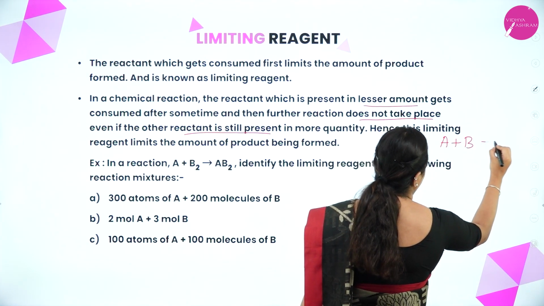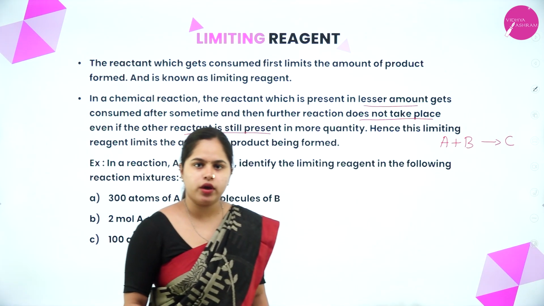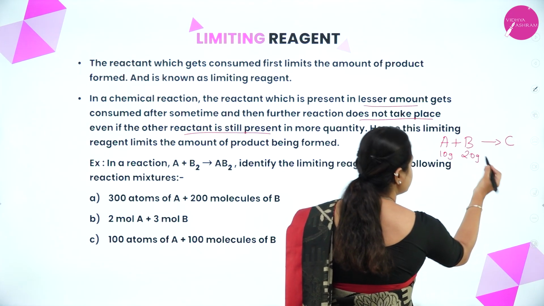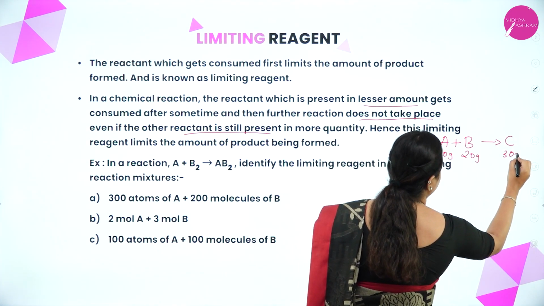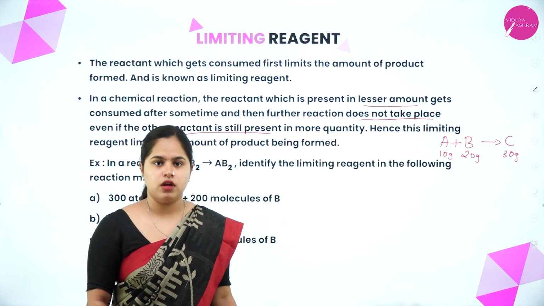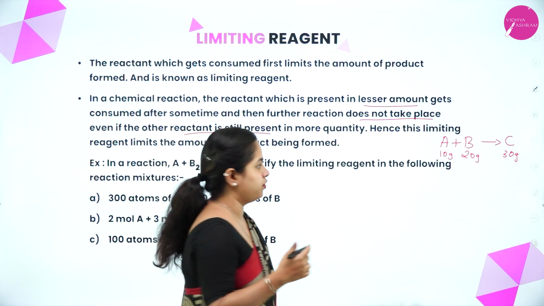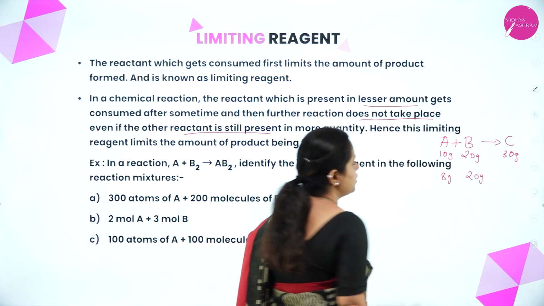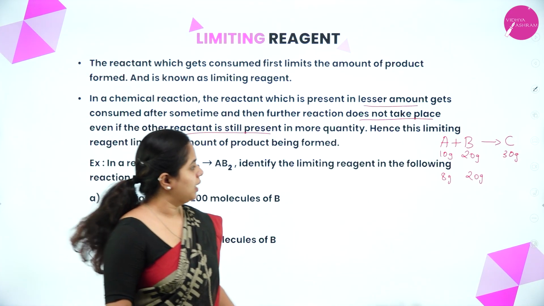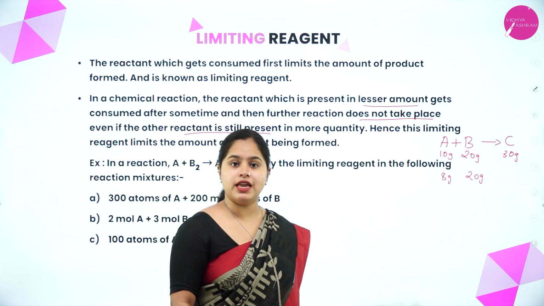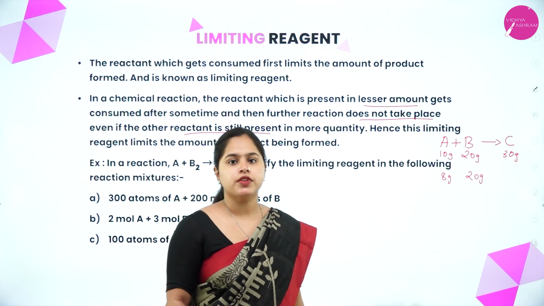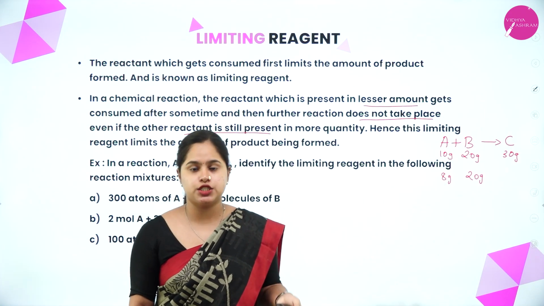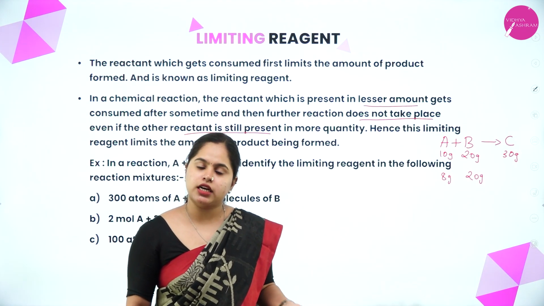These are my reactants, A and B, and it gives a product C. I am supposed to have 10 grams of A and 20 grams of B so that I get 30 grams of C. But the chemicals that I have now with me are just 8 grams of A and 20 grams of B. Can you tell me which will be the limiting reagent here? I am supposed to have 10 grams, but I only have 8 grams here. So A will be your limiting reagent. Understood? Even if B is present in the exact amount, A is getting consumed, so your chemical reaction will stop happening.